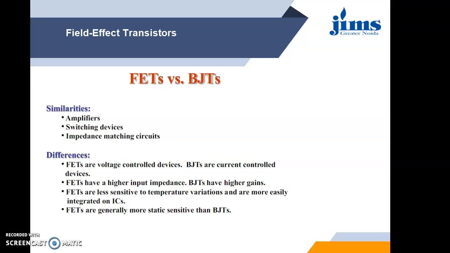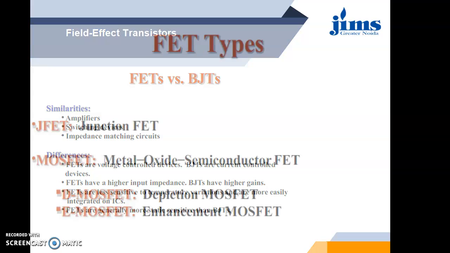After that, FET has a high input impedance compared to BJT. FETs are less sensitive to temperature variations and are more easily integrated on ICs, and FETs are generally more static sensitive than BJTs. So from these differences we can conclude that FETs are much better devices as amplifiers or switches or matching circuits if we compare with BJTs. So FETs have almost all the advantages compared to BJTs.